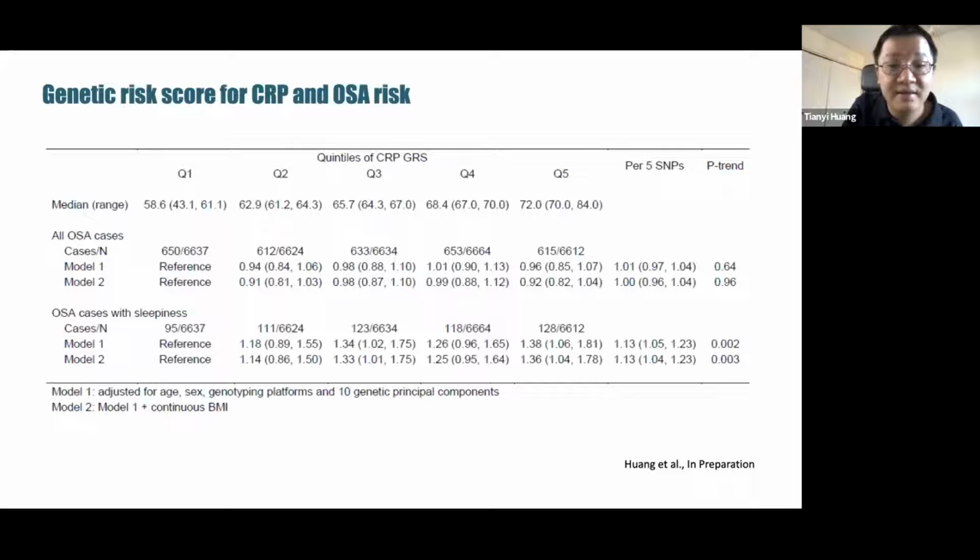Then we divided this genetic risk score into quintiles to examine its association with sleep apnea. This analysis was conducted in those 3 Harvard cohorts based on self-reported sleep apnea. When we include all self-reported sleep apnea cases, we didn't see any association. So the association between the genetic risk score for CRP and sleep apnea risk is null. But when we focus on the sleep apnea cases with sleepiness, the case number becomes much smaller, but we observe a positive association between the CRP genetic score and the sleep apnea cases with sleepiness. So this suggests that the genetic risk score may be particularly relevant for those symptomatic sleep apnea cases.